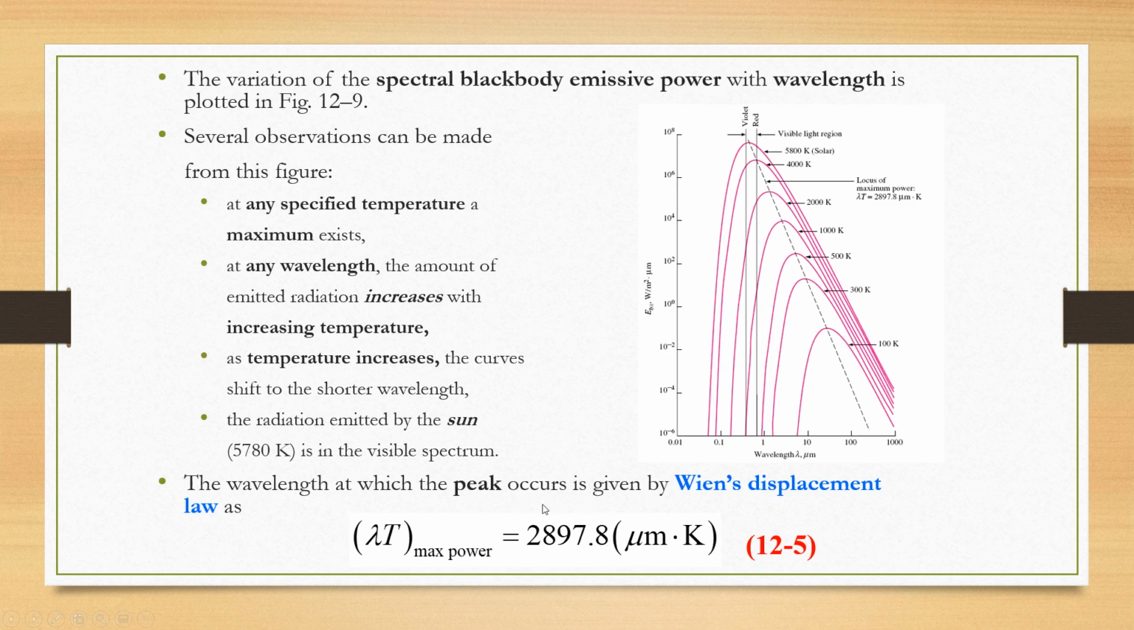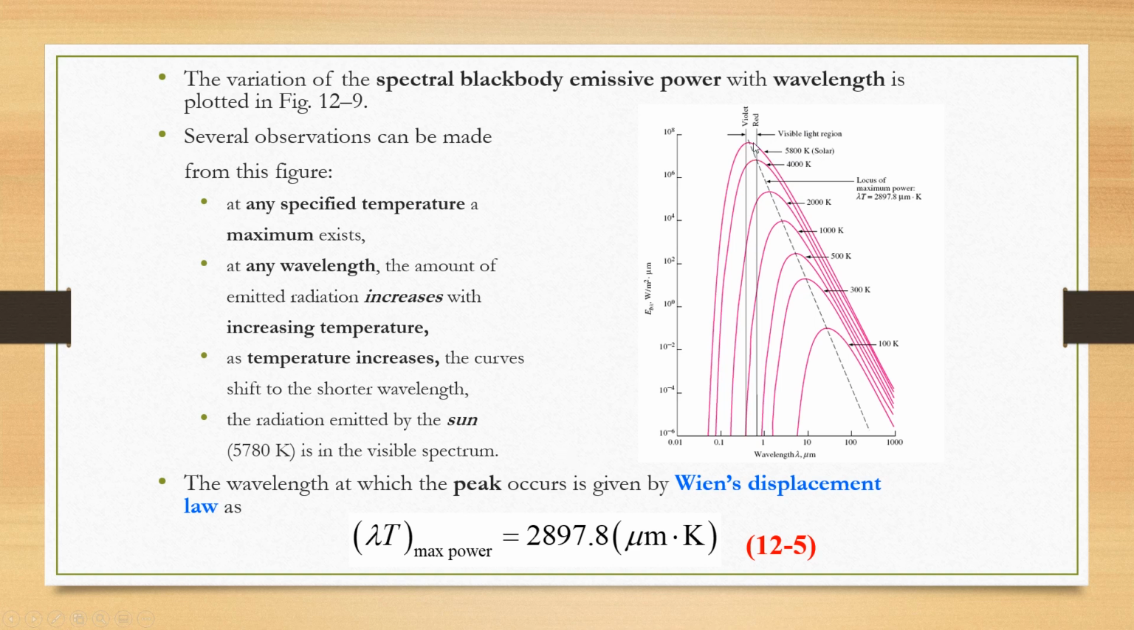From here, we can find the peak wavelength or peak temperature for that graph. For example, we will use Wien's displacement law. This equation is important if you want to find lambda maximum. Lambda maximum times T is equal to 2897.8 micrometer Kelvin. For example, you want to find lambda maximum for the temperature of 5800 Kelvin. You substitute 5800 Kelvin into this equation, so lambda equals 2897.8 micrometer Kelvin divided by 5800 Kelvin. So you will get the lambda maximum for the temperature of 5800 Kelvin.